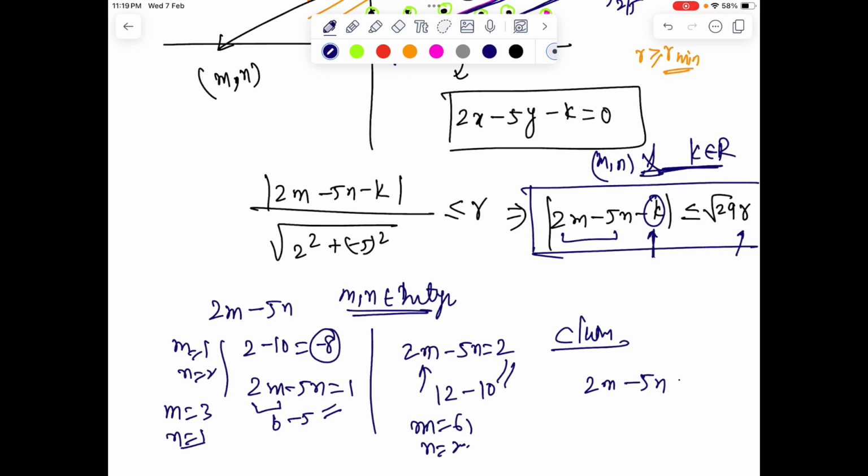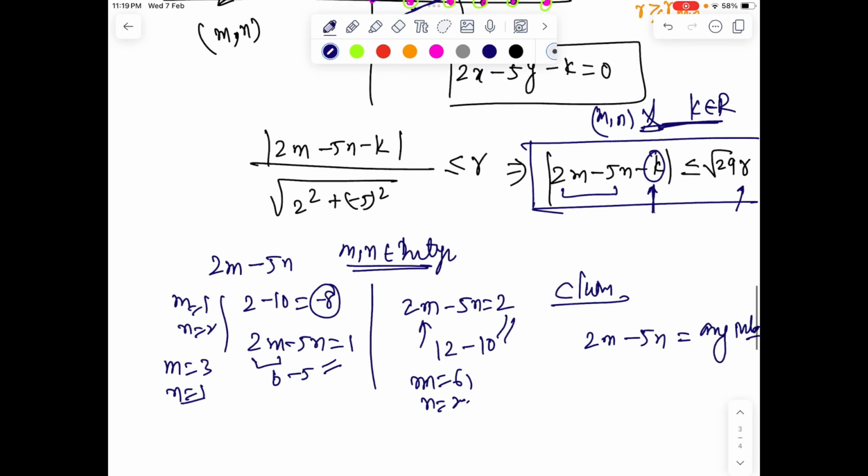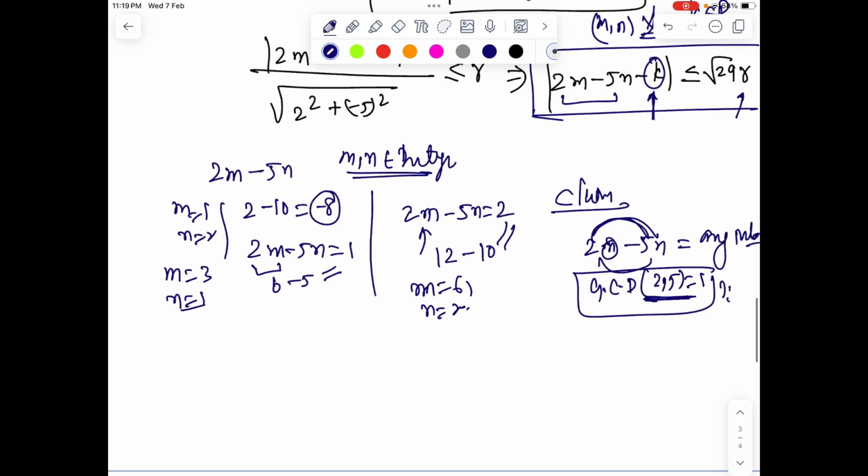So like this, now my claim is we can actually get any integer from 2m minus 5n. So this can give me any integer, whatever you want. How to prove this claim? One way will be the basic division lemma, because the GCD of 2 and 5 is 1. So from here, can you relate? If GCD of 2 comma 5 is 1, then 2m minus 5n can give me any value.